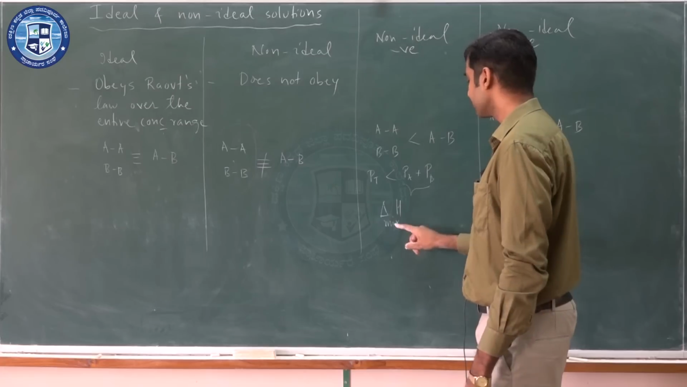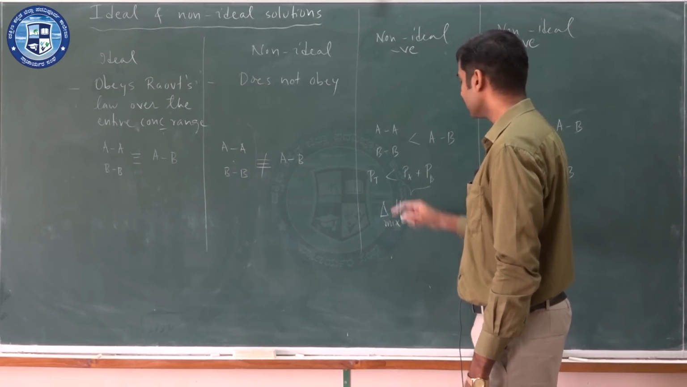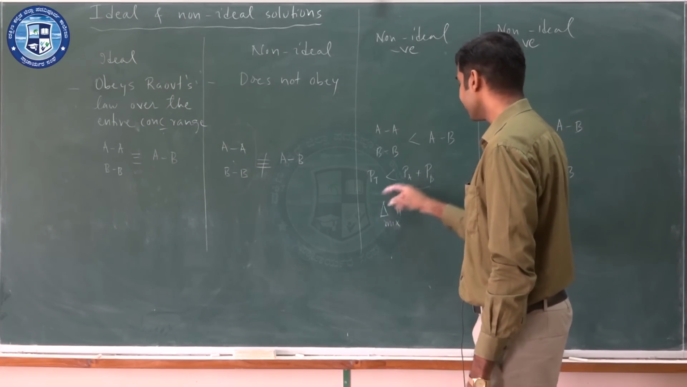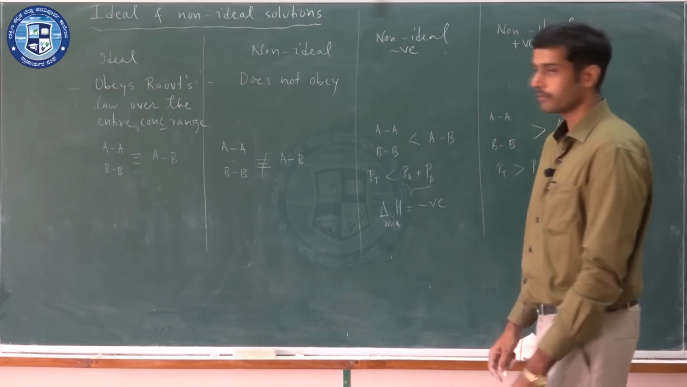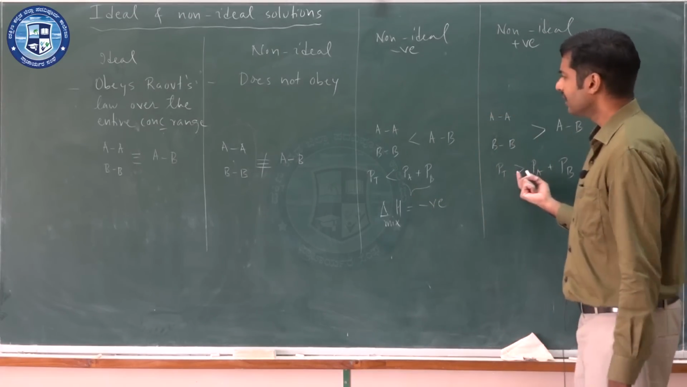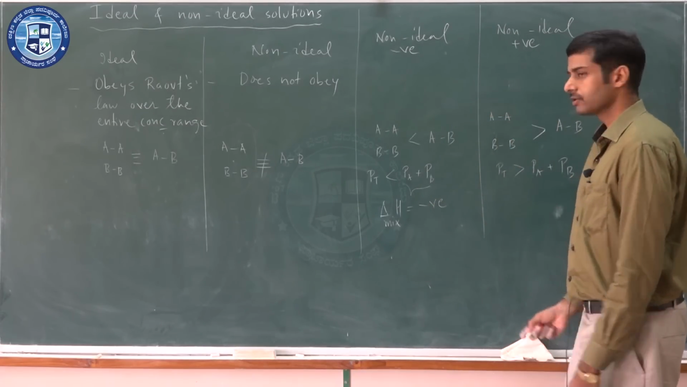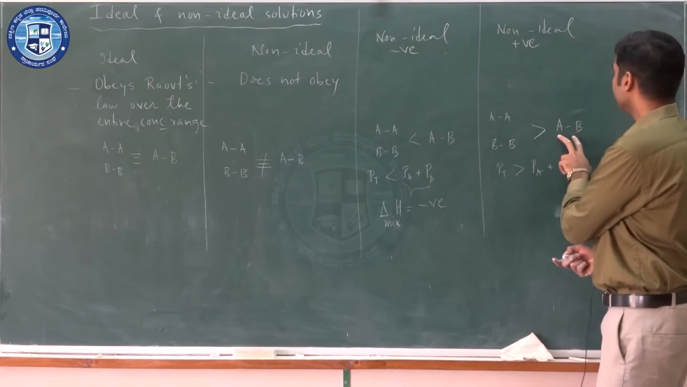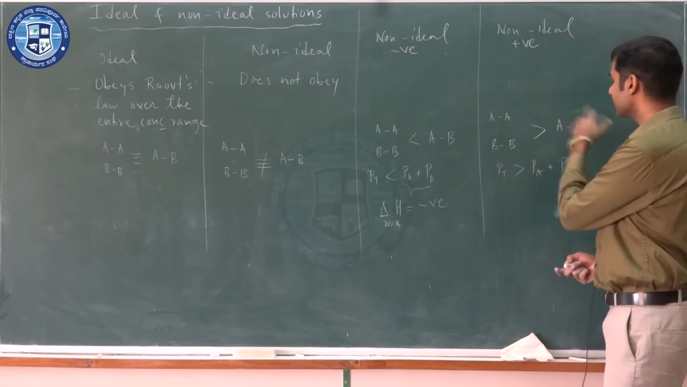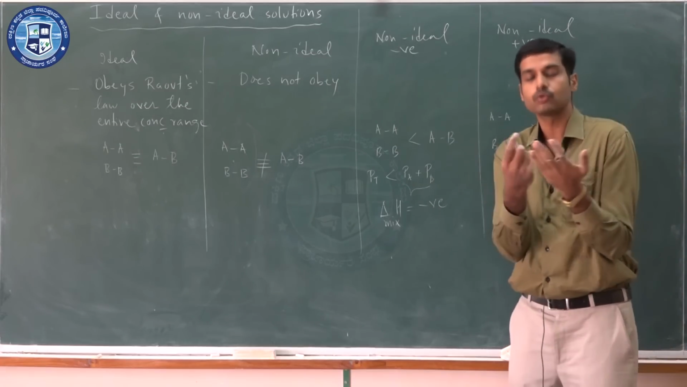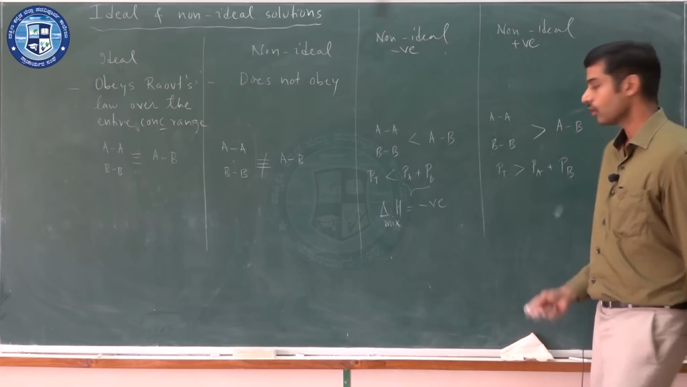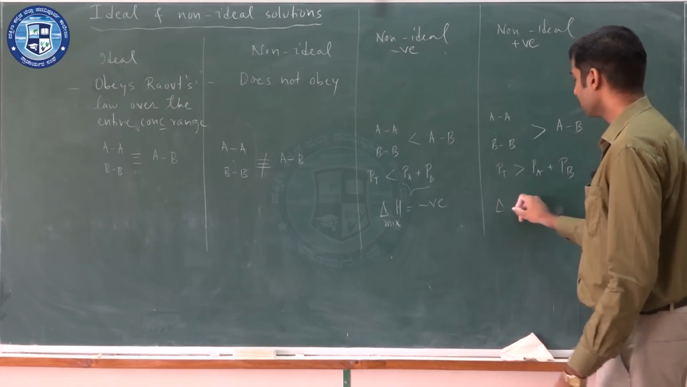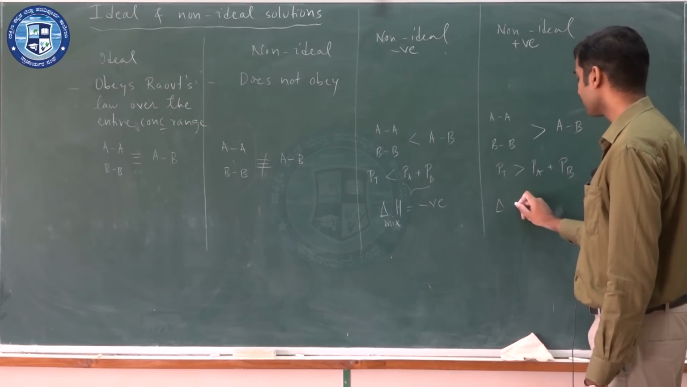So, delta H mixing means during mixing of the two components A and B, what is the enthalpy change? Enthalpy change is negative because this is an exothermic process. In positive deviation, what happens? Between the components in solution, the interaction is less. Therefore, to keep these two components together, you have to supply heat, or this process would be an endothermic process.